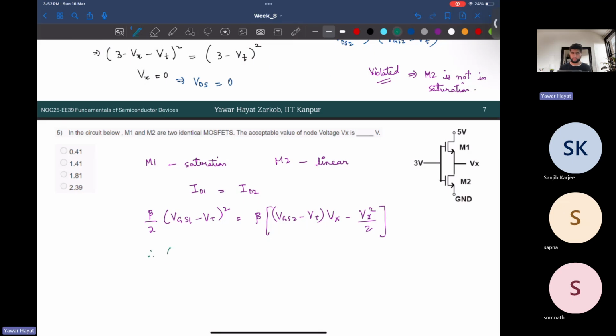This would be the 3 minus. Why? Because my VG1 is 3 minus VX. What about this VG2? That is 3, sir. Directly 3. Okay, so I'll take this 2 here. That's why I'm writing 2. Beta and cancel. 3 minus VX.